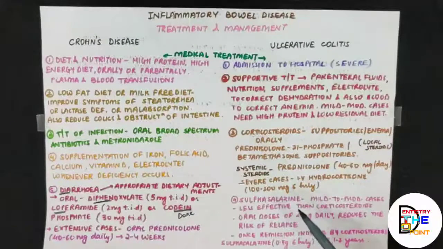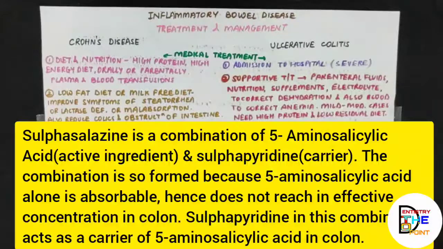sulfasalazine. Now what is this sulfasalazine? It's nothing but a combination of 5-aminosalicylic acid, that is an active ingredient, and sulfapyridine, that is a carrier. Okay? The combination is so formed because the 5-aminosalicylic acid alone is absorbable, hence does not reach in the effective concentration in the colon. So the sulfapyridine acts as a carrier for 5-aminosalicylic acid to reach the colon. Okay.